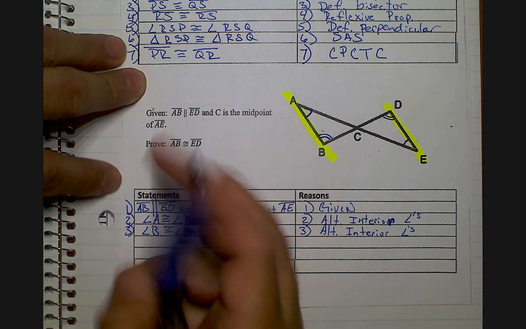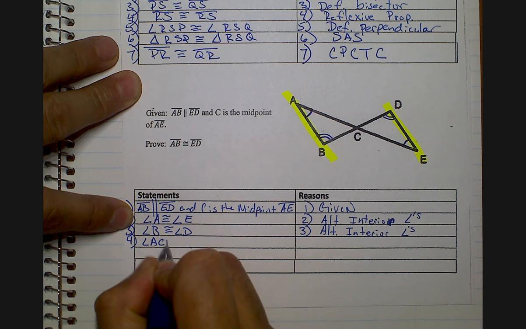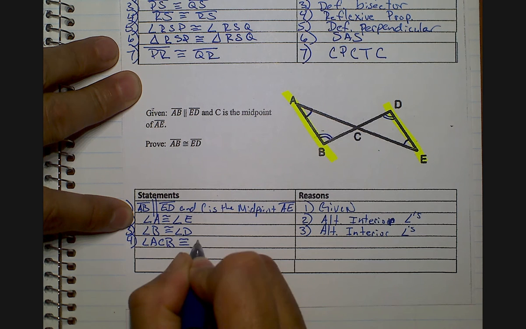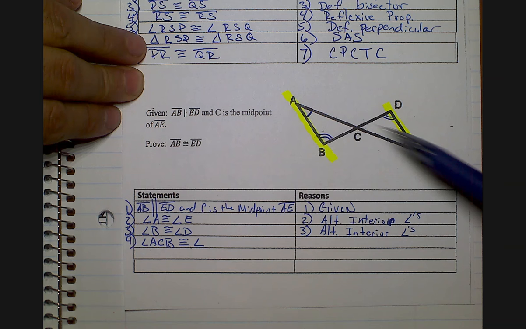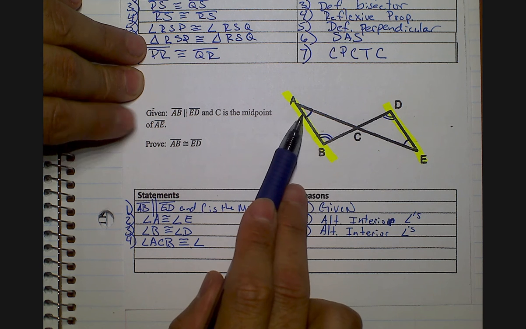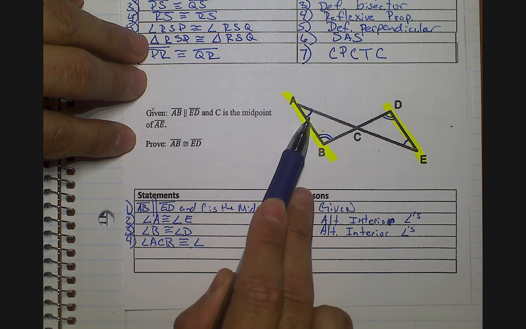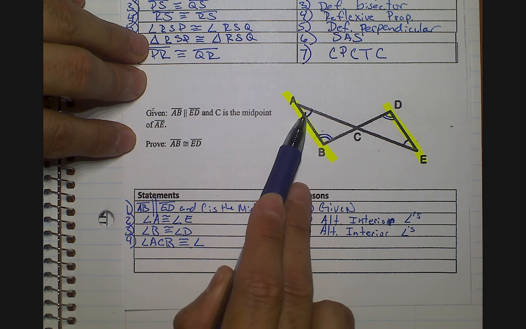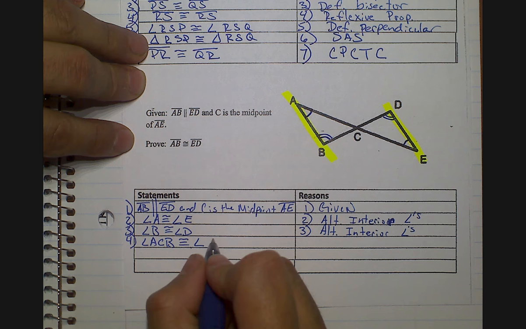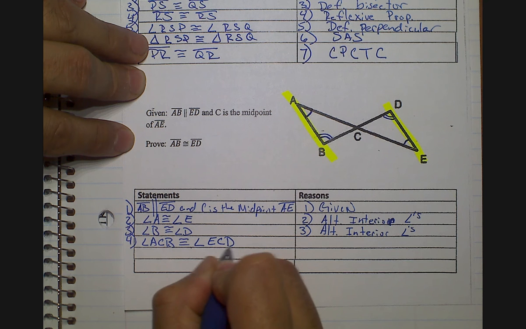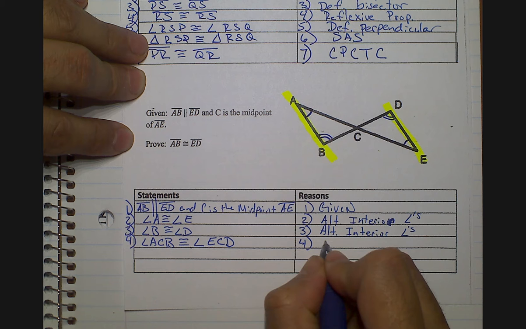Very good. So for 4, angle ACB is going to be congruent to angle DCE. Now, let's take a look. Let's make sure it matches. ACB has one marking, so therefore it has to be E, C, D. Very good. E, C, D. And that's going to be my vertical angles.